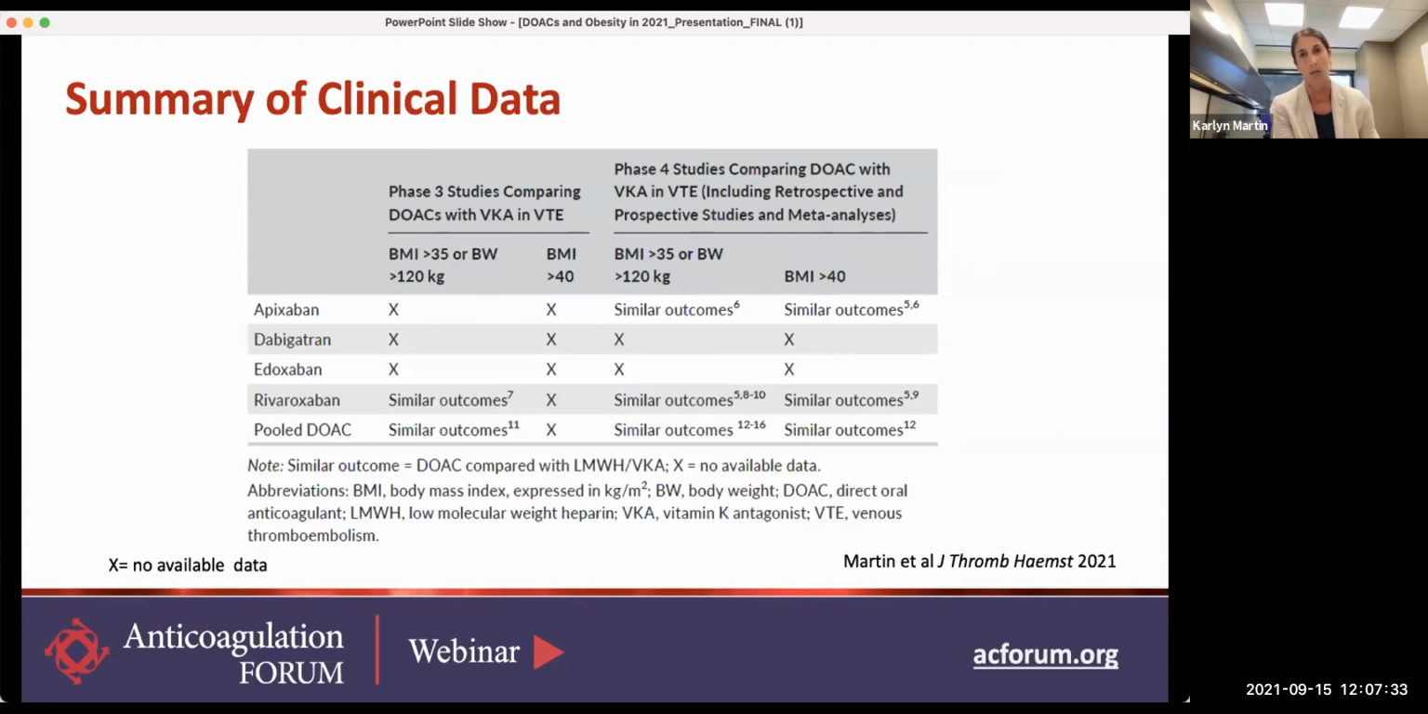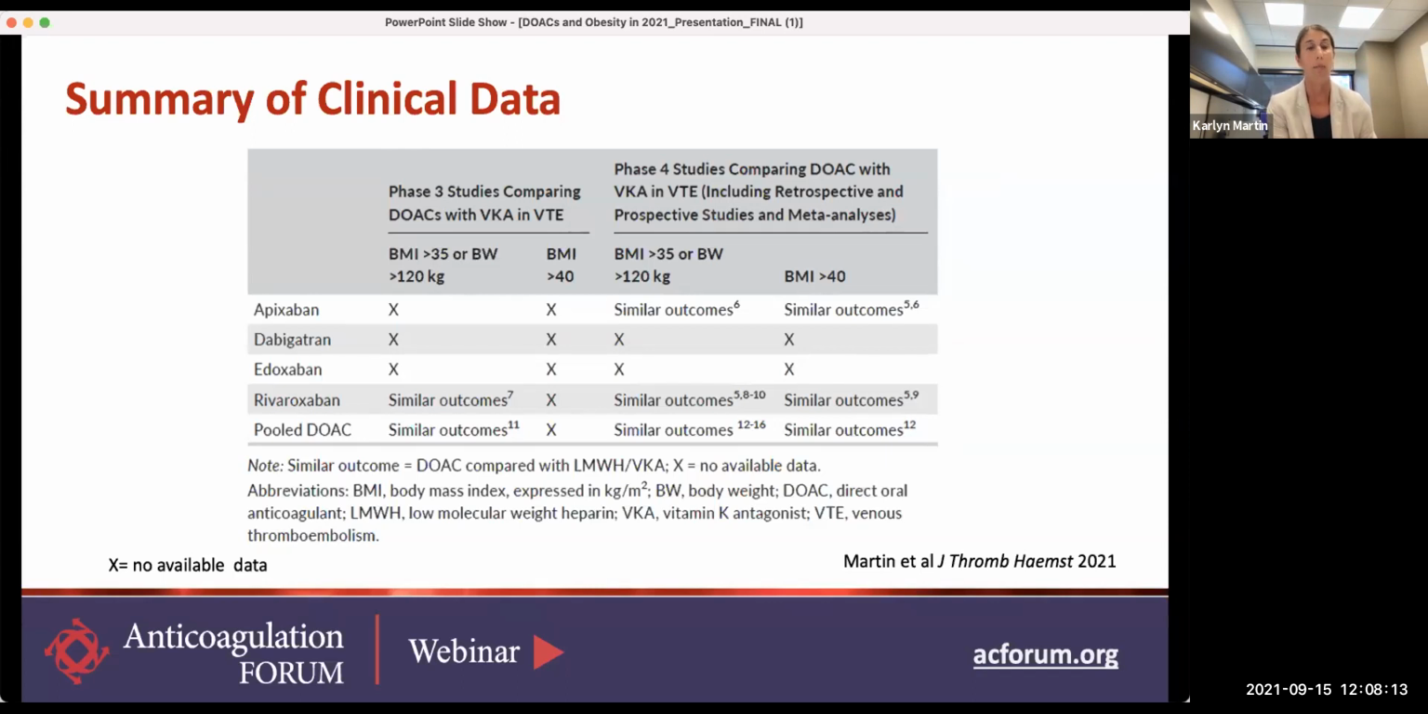This table shows the study categories that we looked at. The studies were both phase 3 studies, post hoc analyses of the randomized controlled trials, both of the individual DOACs as well as meta-analyses of the pooled DOACs in the phase 3 studies, which are listed on the left. And then on the right are the phase 4 studies, which are observational studies, primarily retrospective but also some prospective, and meta-analyses. The studies presented their analysis either for individual DOACs, or pooled the DOACs and compared them to the vitamin K antagonist.